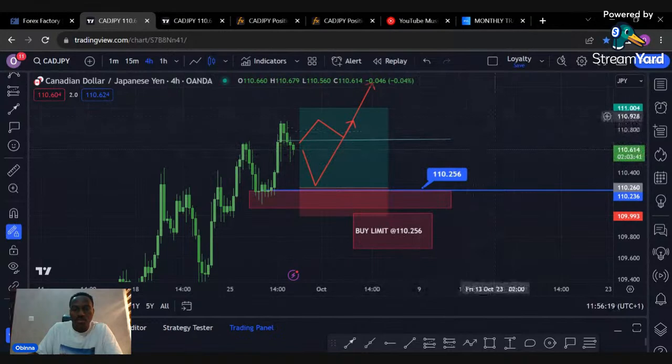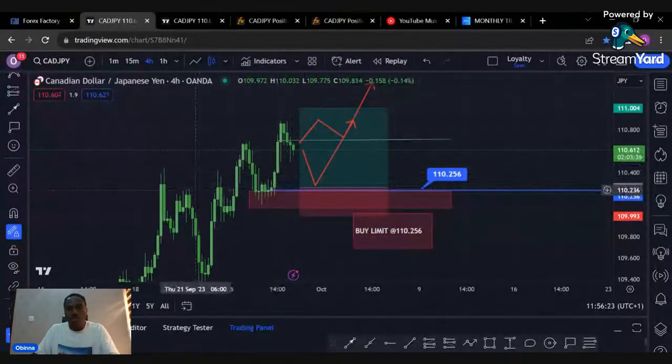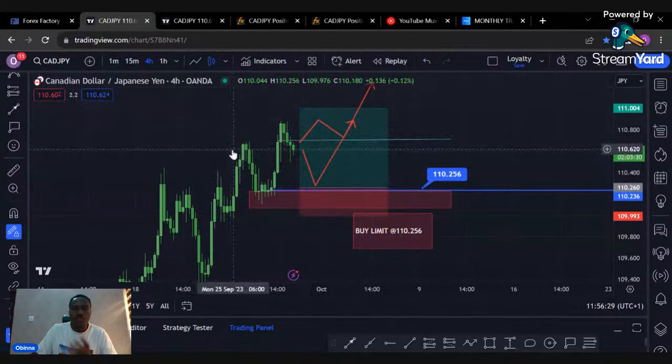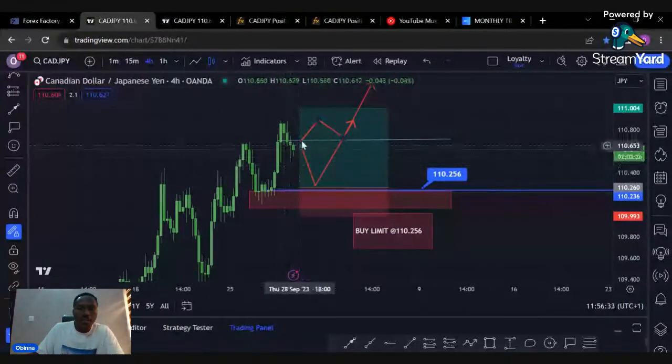Anyway, I'm just talking too much. Let me go to the lower time frame. More likely I trade the 4 hours and the 15 minutes. So the 4 hours is generally for my direction, while the 15 minutes is for my entry and patterns.